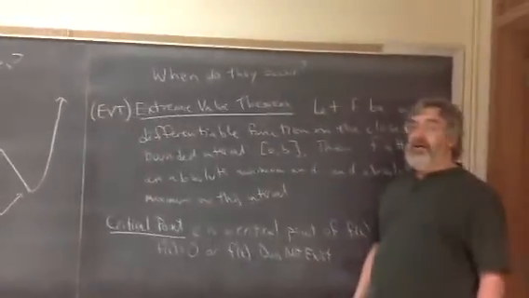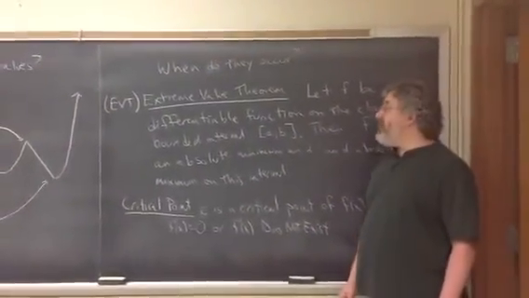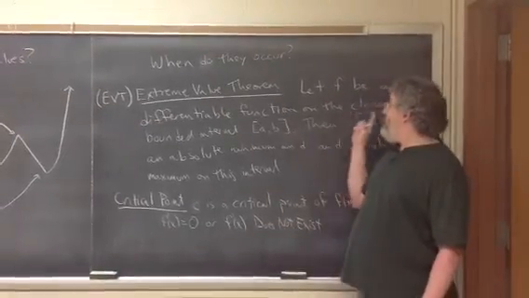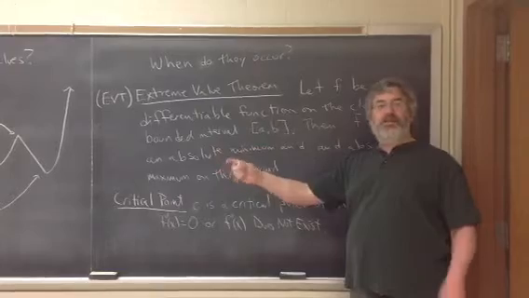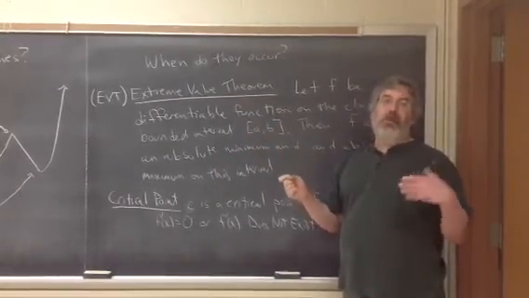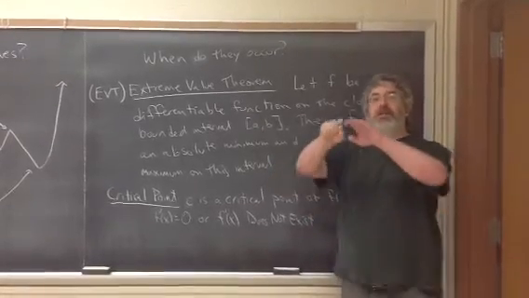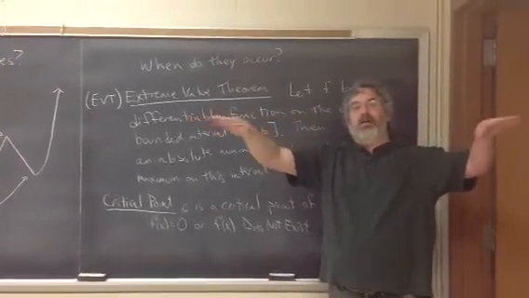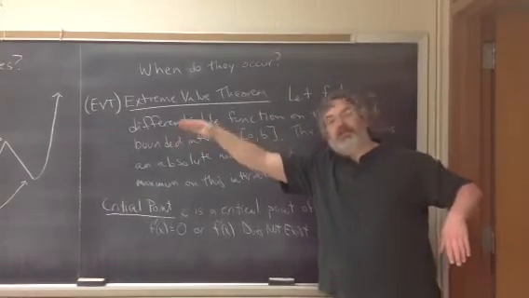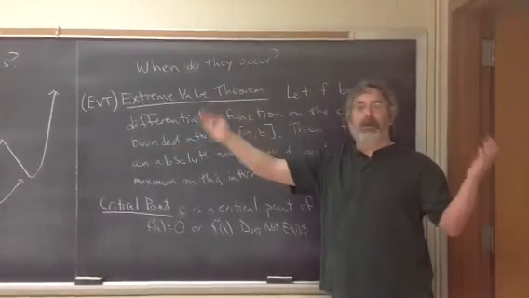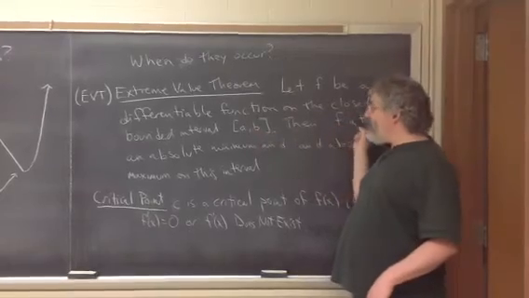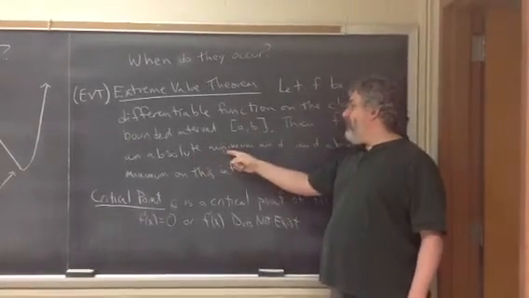Where do they occur? There is a very powerful theorem called the extreme value theorem. It says if f is continuous on a closed bounded interval. Now closed means it includes its endpoints. Bounded means it has endpoints. So you might think, why is that second condition even important? Because if you look at the entire line going on to infinity, that's considered closed because it's not missing its endpoint. But there is no endpoint at infinity, so it's not bounded.